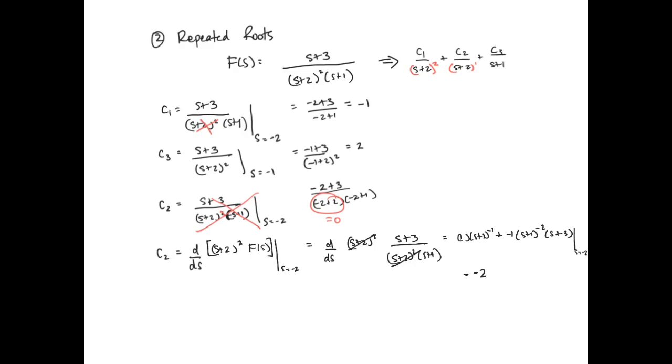So then our final function here, f of s, is equal to negative 1 over s plus 2 squared, minus 2 over s plus 2, plus 2 over s plus 1. And that's our simplified function.